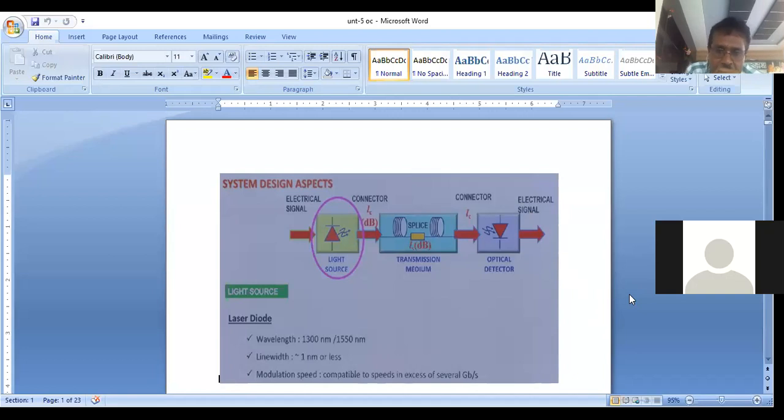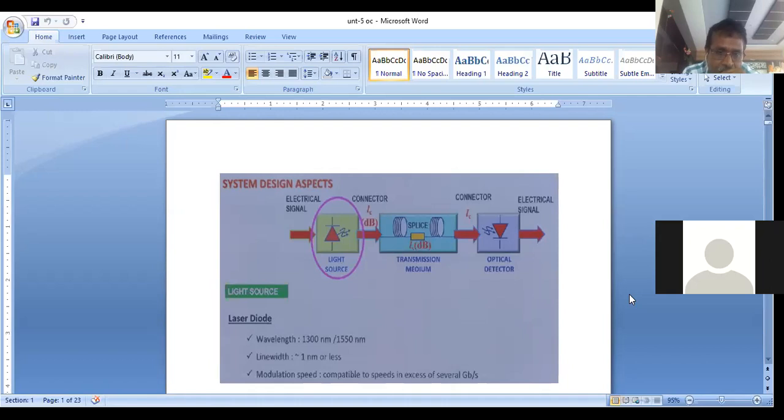In this class, we will discuss the system design aspects. So far we have discussed fiber optic communication: what are the different types of fiber optics, what are the losses, and the different types of fiber optic cable.